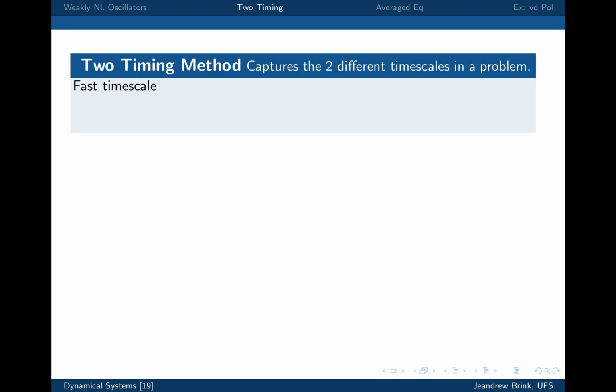You have a fast time scale that basically goes with the oscillation of the oscillator, and you're going to call that order 1. You have a variable associated with this fast time scale that is in fact just tau equals t. And then you're going to have a slow time scale, and it's going to go like order epsilon, and you introduce a new variable, big T, that goes like epsilon times t, okay?